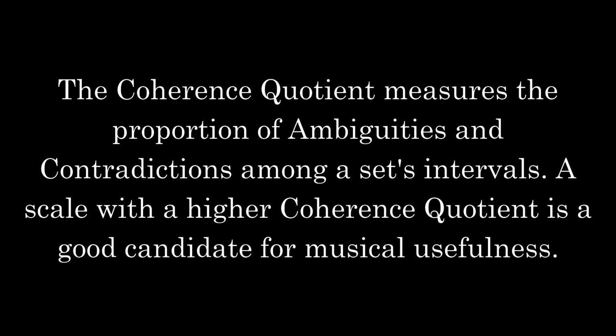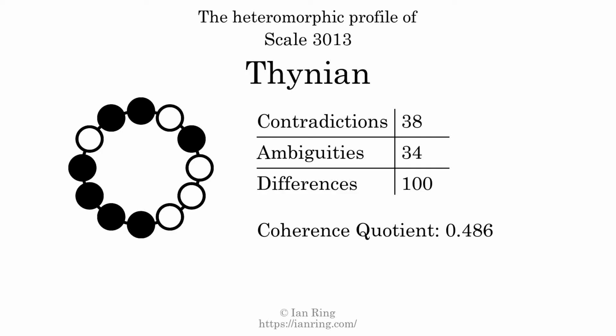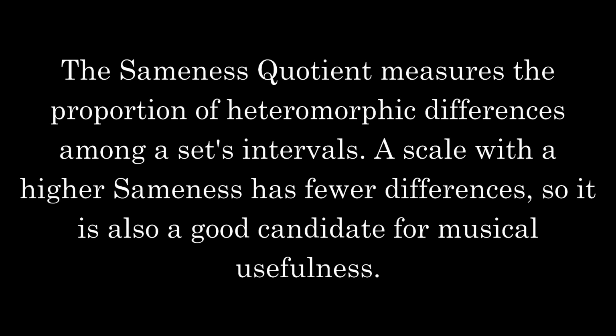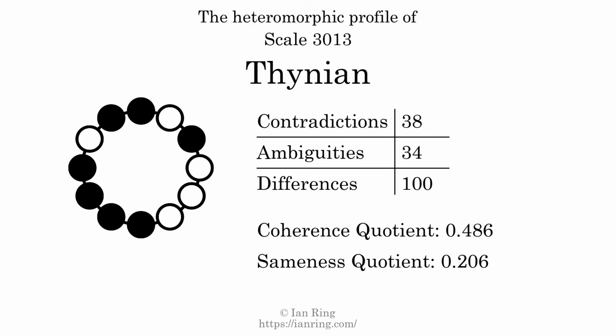The coherence quotient measures the proportion of ambiguities and contradictions among a set's intervals. A scale with a higher coherence quotient is a good candidate for musical usefulness. The coherence quotient is 0.486. The sameness quotient measures the proportion of heteromorphic differences among a set's intervals. A scale with a higher sameness has fewer differences, so it is also a good candidate for musical usefulness. The sameness quotient is 0.206.